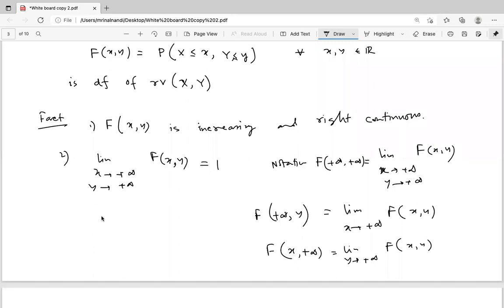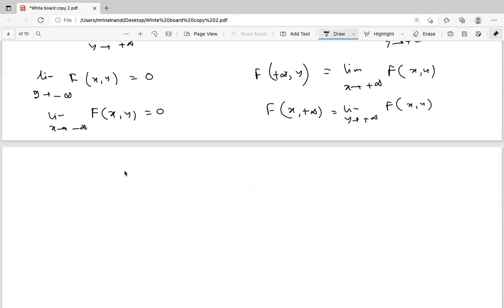And what about the other: if y tends to minus infinity, sorry, it is minus infinity, not infinity. Infinity is the plus infinity; if you write infinity, that means plus infinity. The limit of f(x,y) as y tends to minus infinity is 0. No need of x tends to minus infinity and y tends to minus infinity together. Just x tends to minus infinity, it is 0. y tends to minus infinity, also 0. Both are 0. No need of taking both things together.